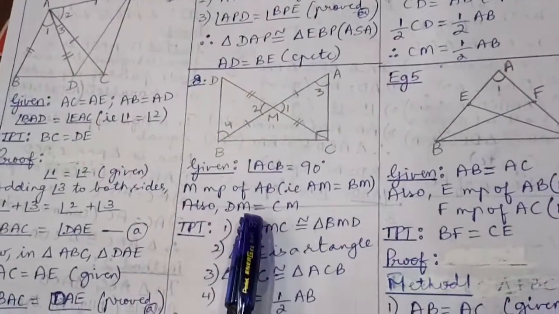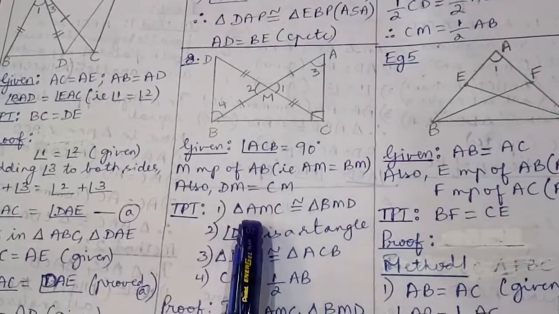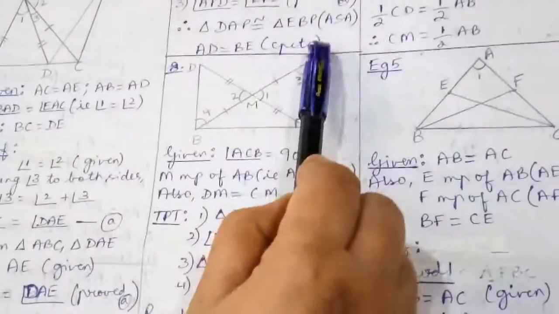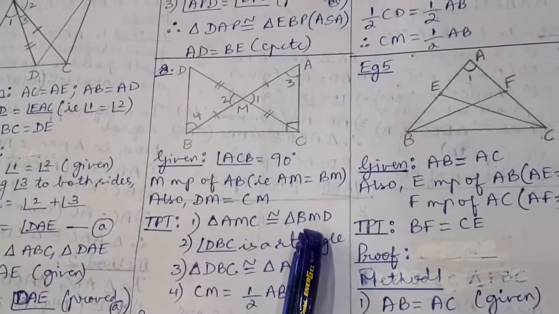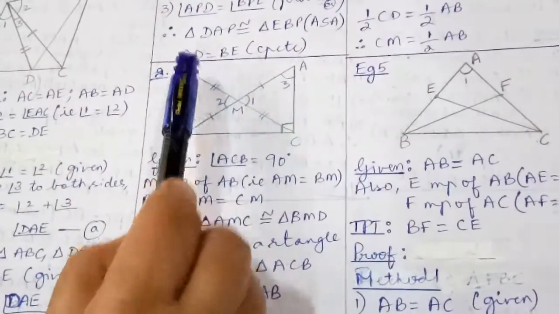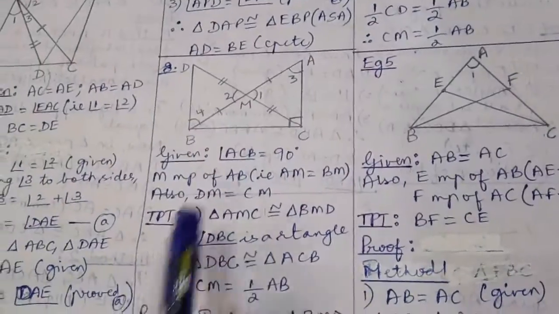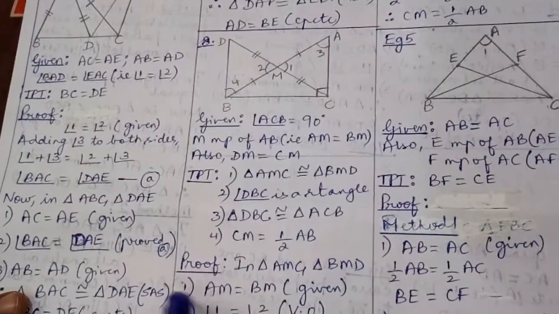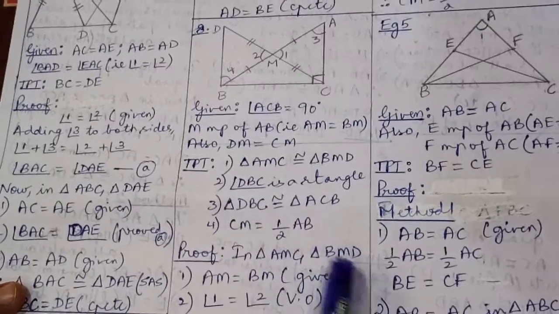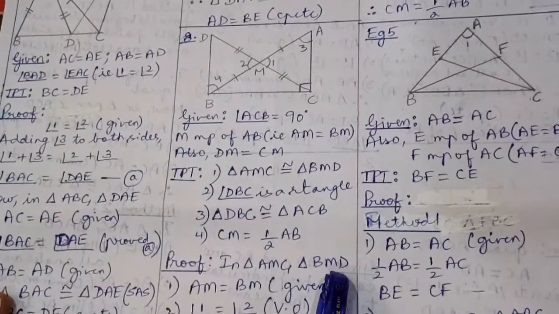So given this information, we need to prove that triangle AMC is congruent to triangle BMD. So we need to show that these two triangles are congruent to each other. So let's take up the two triangles AMC and BMD.